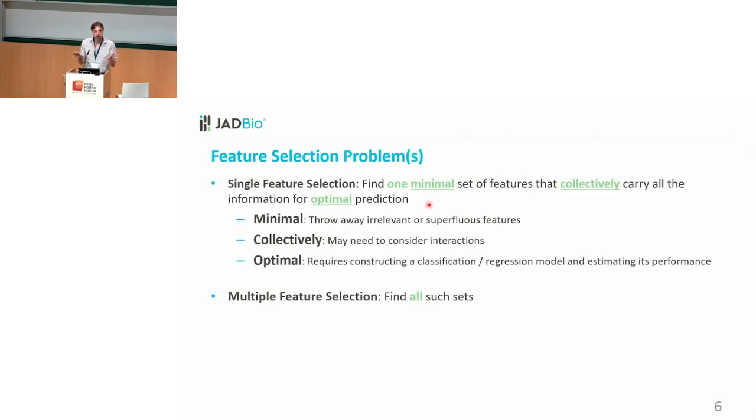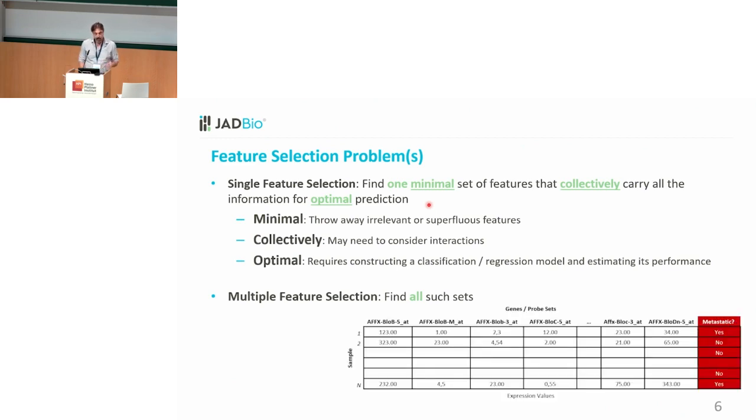Let's see a little bit more now how exactly we can define that. I'll partition into two problems, single feature selection and multiple feature selection. In the single feature selection, we want to find one minimal set of features that collectively carries all information for optimal prediction. So minimality, you want to throw away irrelevant and superfluous, redundant features, jointly examine them, and you don't want to lose important features.